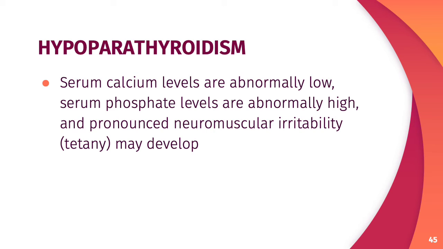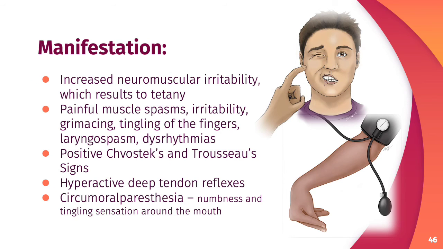That is why we have hyperphosphatemia. With the low calcium levels, this causes changes in neuromuscular activity, which will be shown in the manifestations. For the manifestations, we have spasms, painful muscle spasms, irritability, grimacing, tingling of fingers, laryngospasms, dysrhythmias as well.